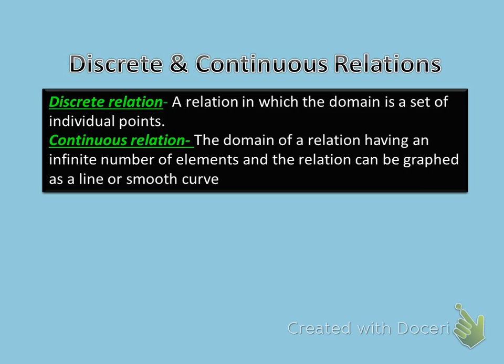Either those points have come to us as ordered pairs, or in a table, or already forced upon us in a mapping. Okay? But it's just been individual points. That's discrete.